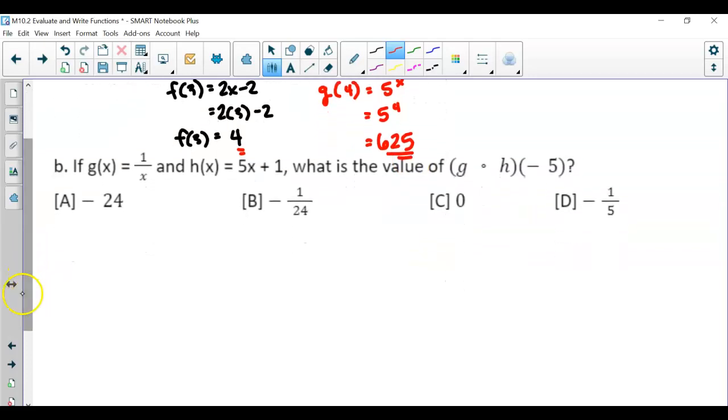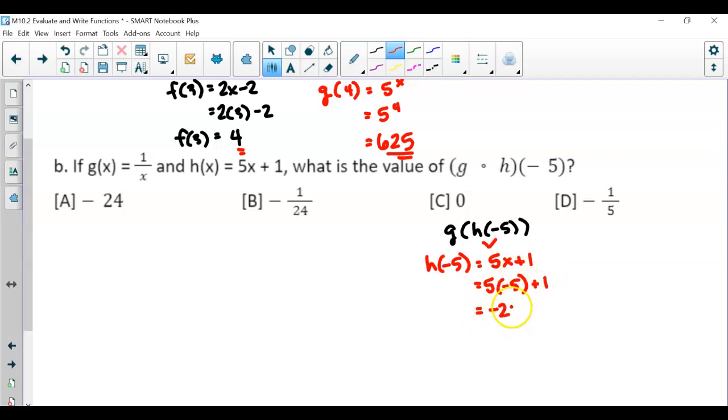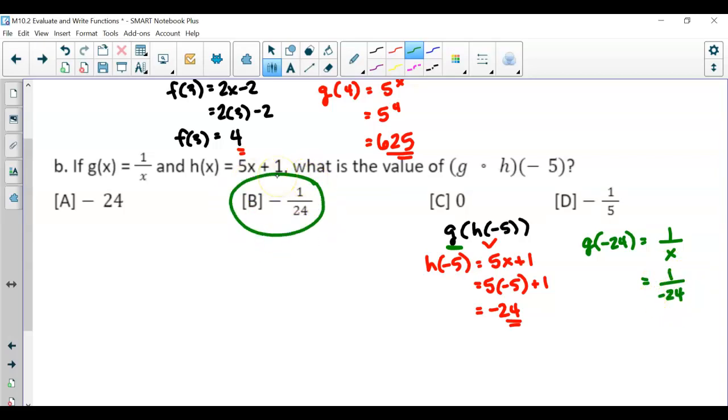Then b, again, if you need to rewrite this. So this is g of h of -5. So notice how you have to start with h of x, or h of -5, which is equal to 5x plus 1, or 5 times x, which is -5, plus 1, which gives you -24. But now remember, we're not done, right? Because we're looking now for g of this value here. So now we need to look for g of -24. Well, g of x is 1 over x, or 1 over -24. That's why the answer is B.